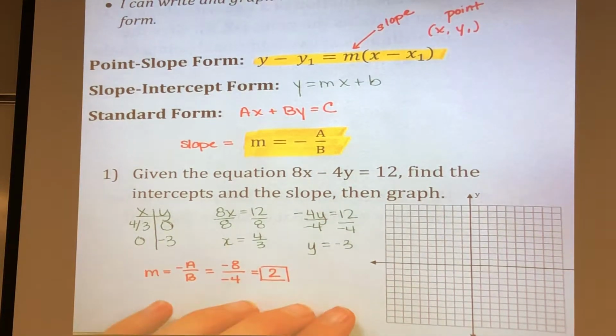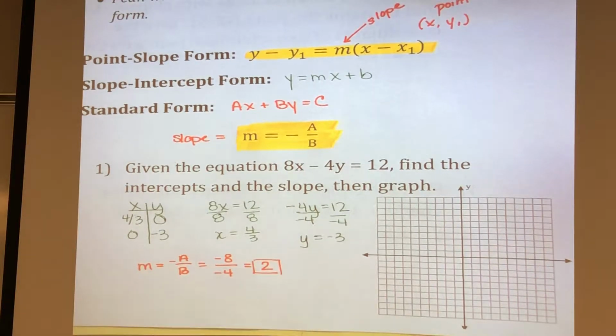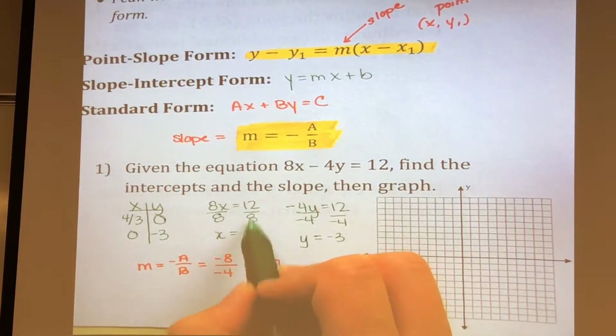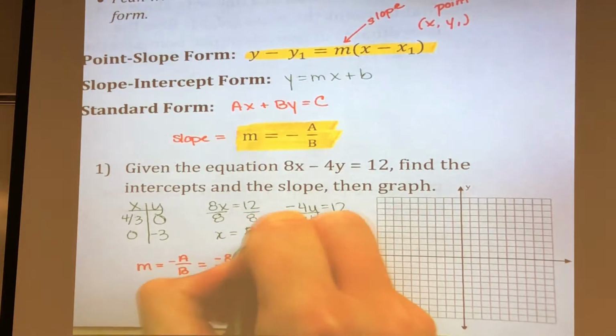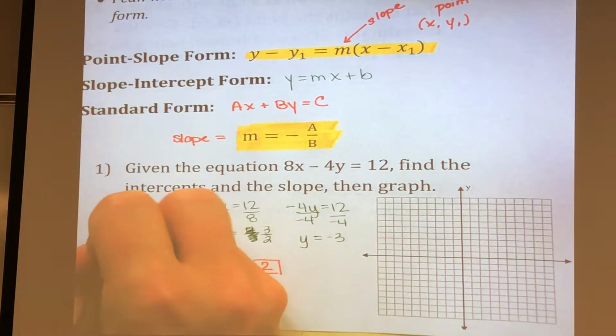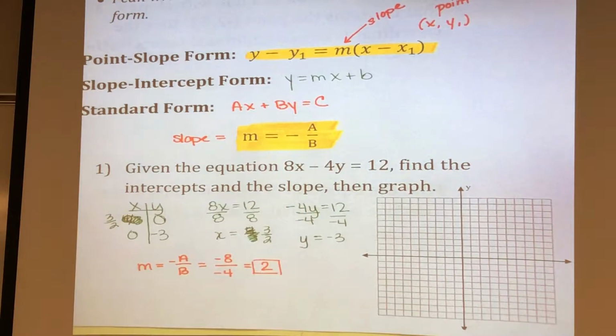So then we're going to go to graph it. And, oh goodness, I just noticed I simplified that wrong. When you divide both of these by 4, did anybody catch that? This would be 3 over 2, which is about 1.5. Sorry about that.